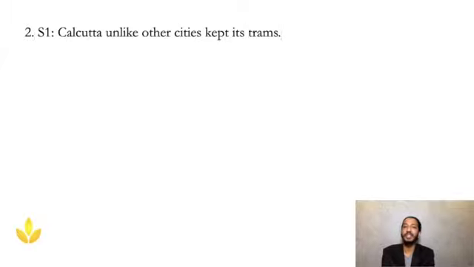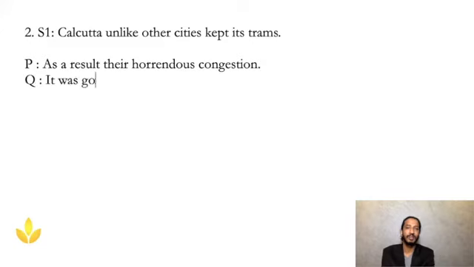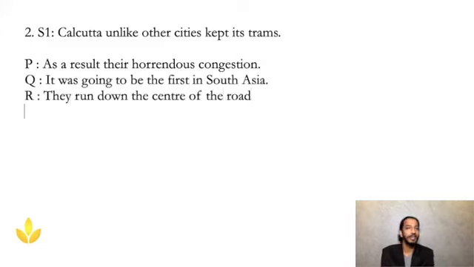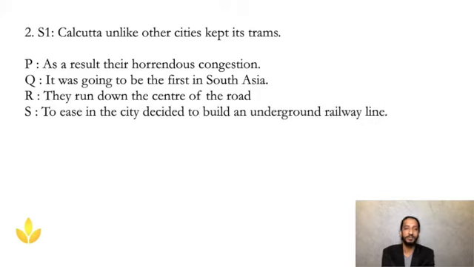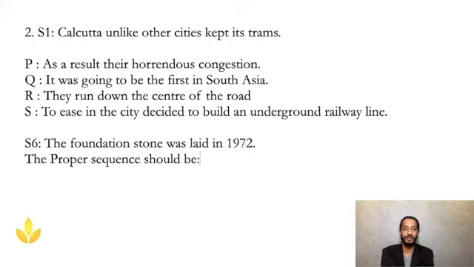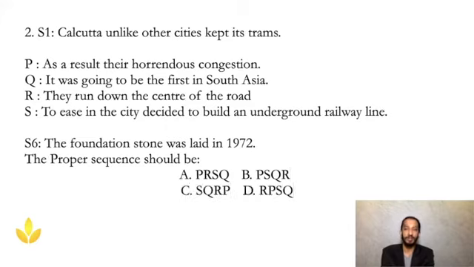So question number 2. Calcutta, unlike other cities, kept its trams. Let's look at the options PQRS, and the ending statement, followed by the proper sequence and the options. Well, there you go. So, Calcutta, unlike other cities, kept its trams.